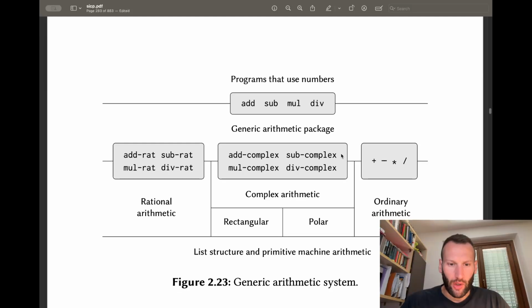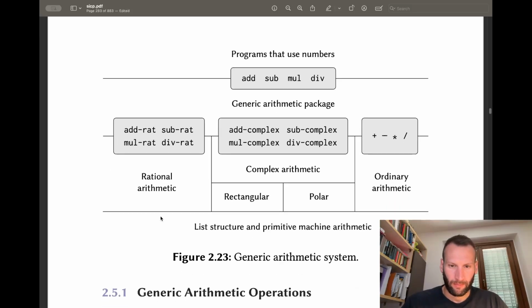So here we have figure 2.23, and we see that programs that use numbers just need to use add, sub, mul, and div, and then we have different procedures depending on which kind of arithmetic we are dealing with.